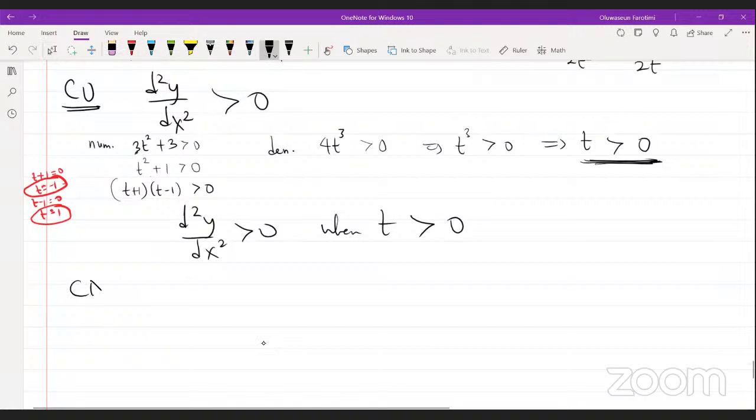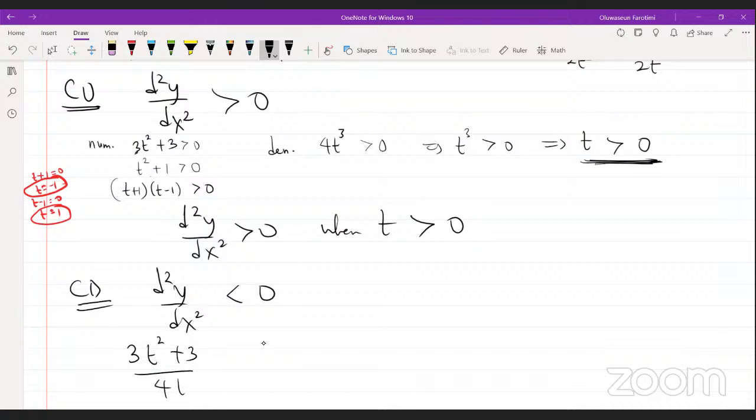So what about concave down? For concave down, this has to be less than 0. And we had 3t squared plus 3 over 4t cubed. When can this be less than 0? No big deal, guys, we already saw that. When we use a negative number, we saw it was less than 0.